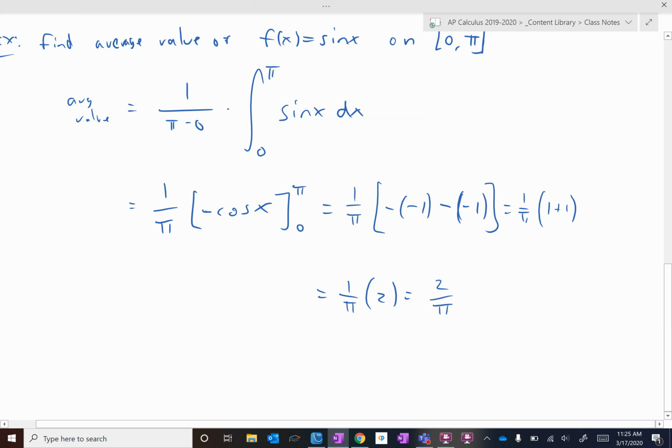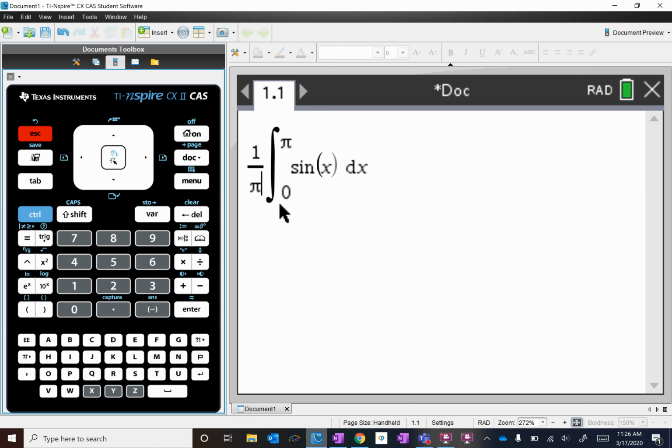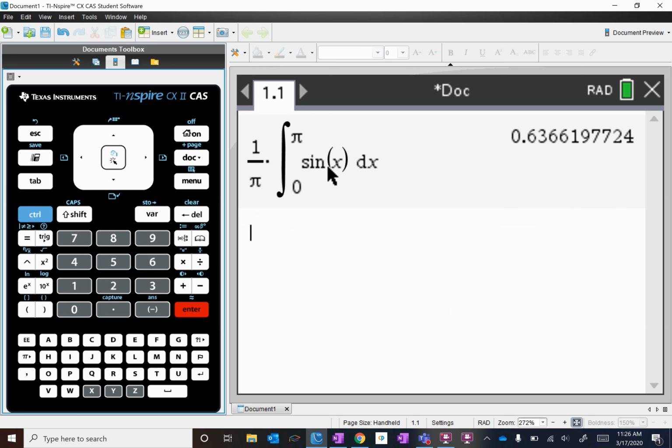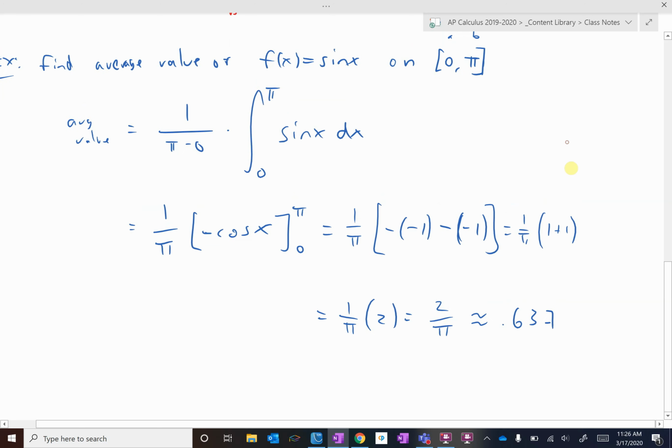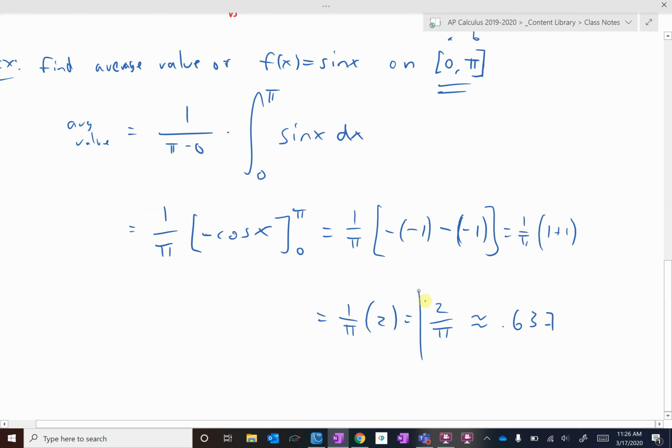If you wanted to check that in your calculator, figure out what that is as a decimal. Here we have the whole integral shown, so 1 over pi times the integral from 0 to pi of sine x. And we get a decimal of 0.637. So the average value of the sine function from 0 to pi is 0.637.